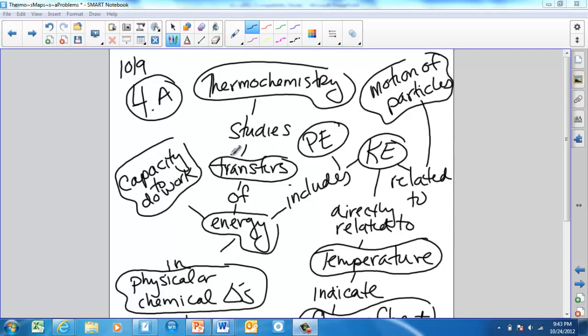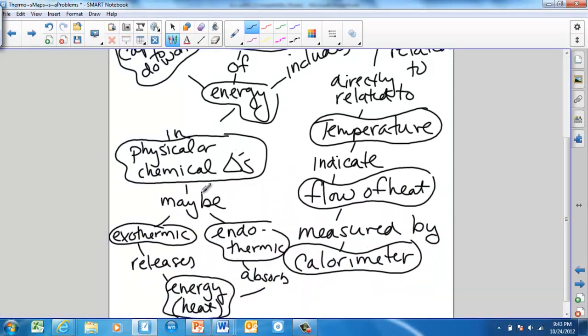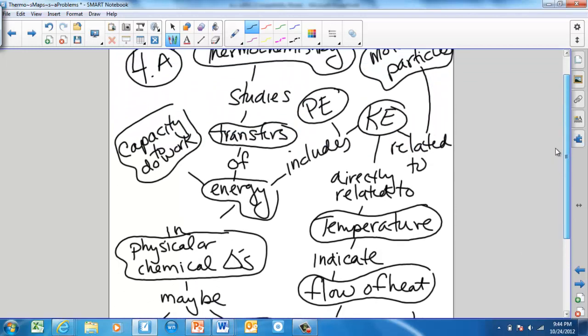Thermochemistry studies the transfers of energy, and we defined energy as the capacity to do work, and that energy transfer typically takes place in either physical or chemical changes. And we describe that energy change as being exothermic if something releases energy or heat, and endothermic if it absorbs energy or heat. Okay, so again, review of topics we should be familiar with.